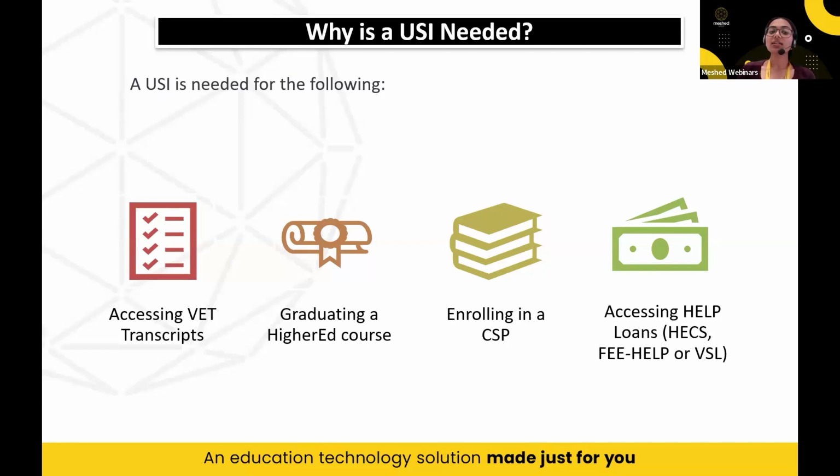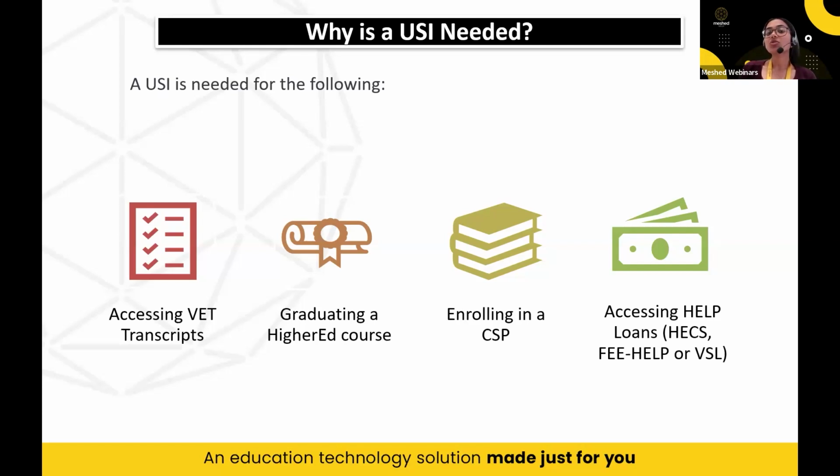So, the first or the foremost reason for the student needing a USI is to access their VET USI transcripts. If a student is studying any NRT course, any vocational education and training course, they do need to have access to their USI transcripts, which get updated based on the AVETMISS data that the RTOs report to NCVER every year. So, if a student does not have a USI number, their VET transcripts cannot be updated, and thus the student will never have access to them. So, a USI is really important for a VET student.